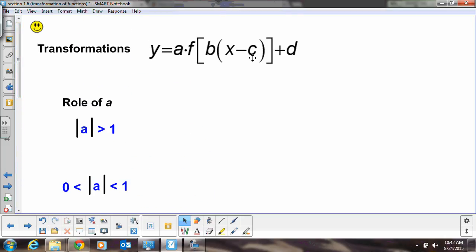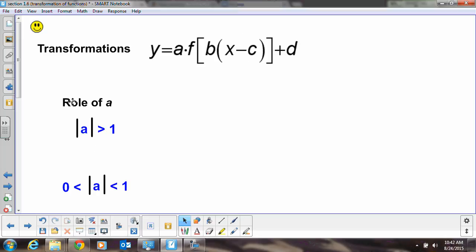Does anybody remember what C does? These are the easy ones. It shifts it left or right. And this is the weird one because it does it opposite. D, on the other hand, is up or down. So anything that is outside of the function is vertical. Anything that is attached to X is going to be horizontal.